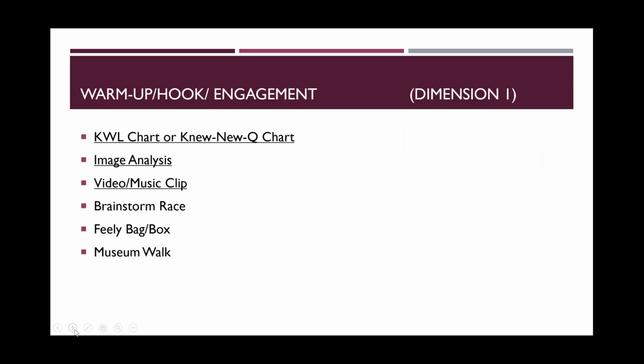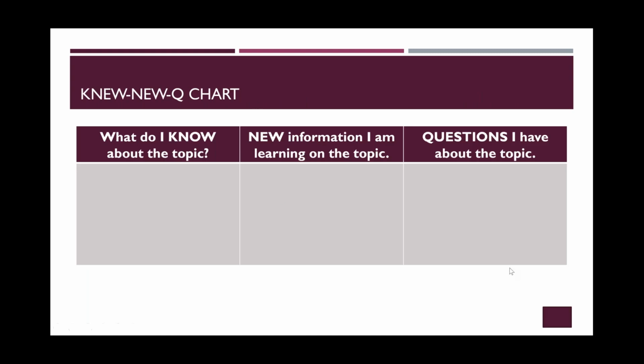So the next piece of the lesson plan that I like to visit is that warm-up hook, that Dimension 1. One strategy I like to use is a KWL chart, or I like the GNU.NEW.Q chart. So this is my GNU.NEW.Q chart that I use. For example, if I'm using this to kick off Rome, what do I know about Rome? I'm going to have my students do that in the beginning. It gives me a baseline. I can see if they have any misconceptions that I need to address or reteach.